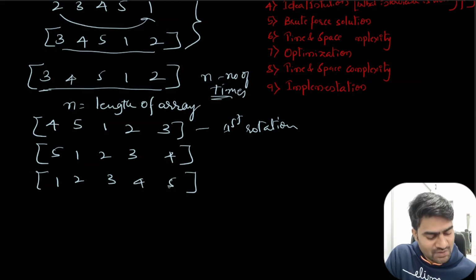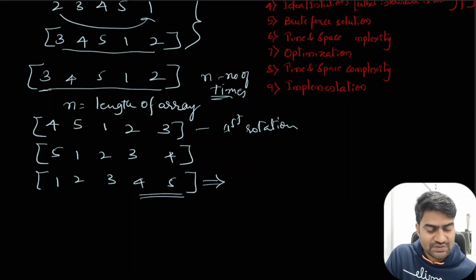Okay, what we got? We got a proper sorted array. So if this is the case, whenever we get a proper sorted array, then we will simply say it is a sorted and rotated array. Okay, so this is a positive case.